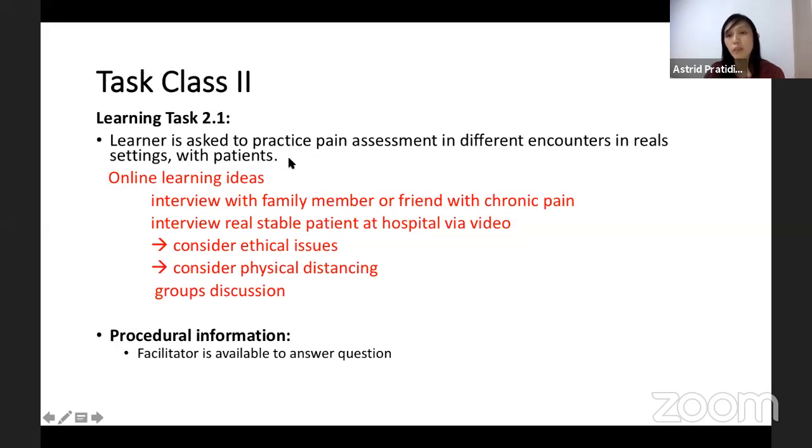And of course, because of the pandemic, we need to think about online learning ideas. For example, you can ask the students to interview a family member or friend with chronic pain, or you can also make a synchronous session interviewing a real stable patient at the hospital via video. So you as a facilitator, as an attending physician, can stand beside the patient, and then you can ask your students to ask questions to the patient. And of course, whatever your choice, you have to consider ethical issues, you have to ask permission, informed consent from the patients to be a part of the education session, and you also have to ask perhaps the permission from the hospital.